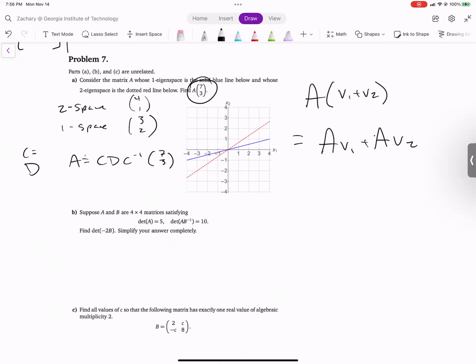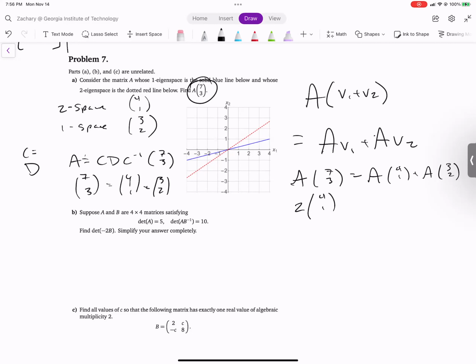An easier way to do this is to say (7, 3) is just equal to (4, 1) plus (3, 2), right? So when we take A of (7, 3), it's equal to A times (4, 1) plus A times (3, 2), and A times (4, 1), since it's in the 2 eigenspace, that's 2 times (4, 1), and (3, 2) is in the 1 eigenspace. That means this times plus 1 times (3, 2), and this becomes 8 plus 3 is 11.